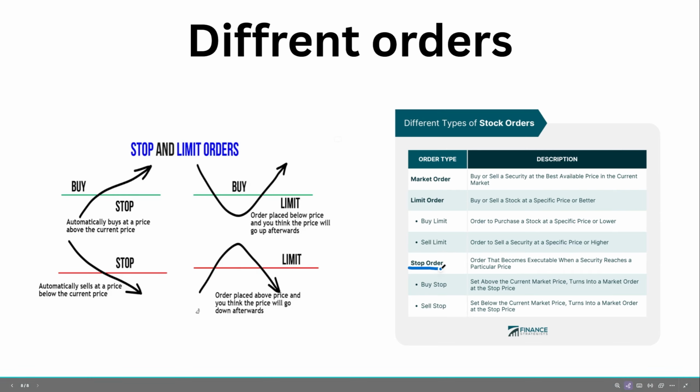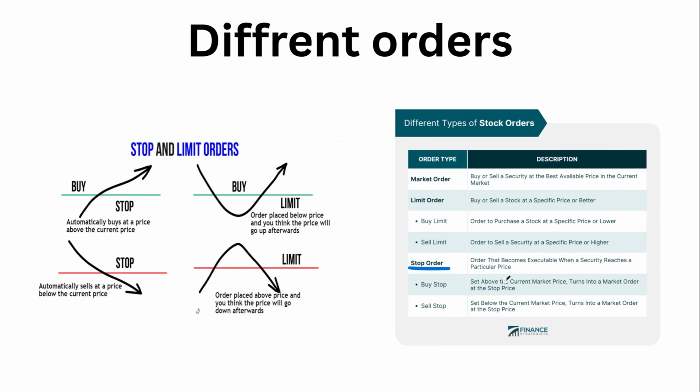Now, this area is where it gets kind of interesting, and a lot can be done with these. So, a stop order. There are two types of stop orders. There's a stop market order and a stop limit order.